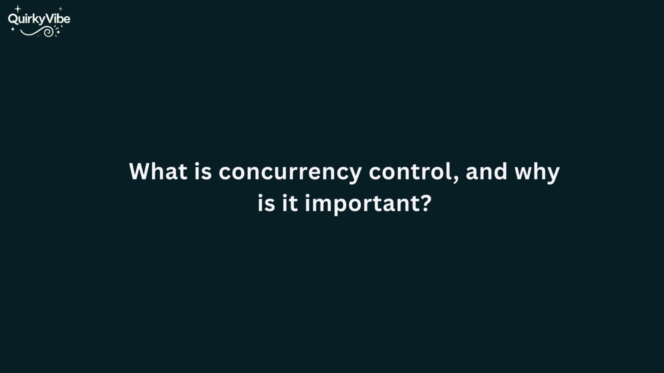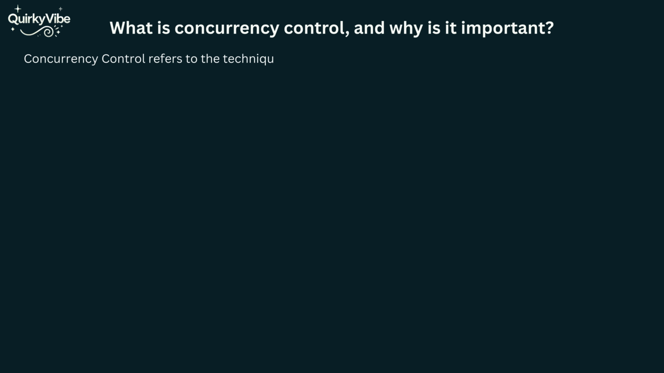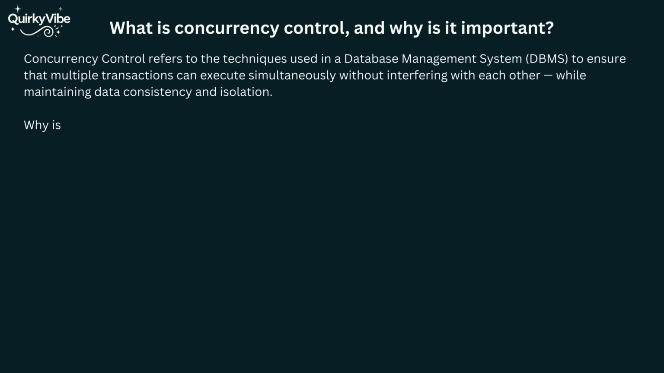What is concurrency control, and why is it important? Concurrency control refers to the techniques used in a database management system, DBMS, to ensure that multiple transactions can execute simultaneously without interfering with each other, while maintaining data consistency and isolation. Why is concurrency control important?